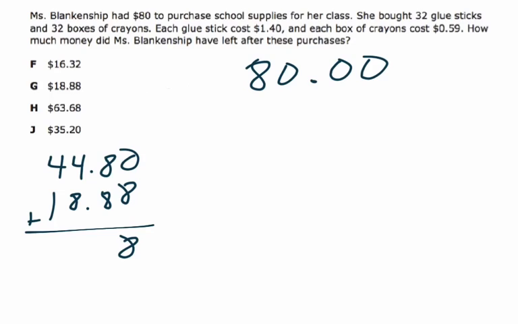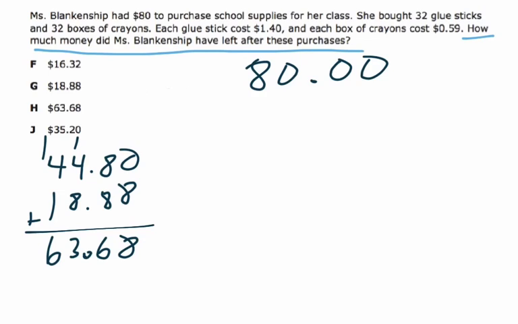So get 8 plus 8 is 16. Get you 12 plus 1, which is 13. Carry the 1. 4, 1, and 1 is 6. So I'm showing, bring the decimal down, 63.68 was the total amount of money that Ms. Blankenship spent. So the question again said, how much money did Miss Blankenship have left after these purchases?